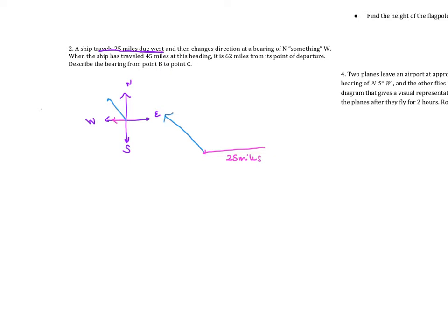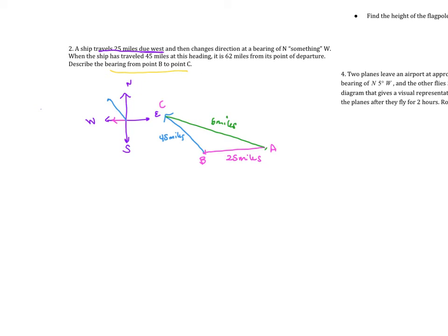And then when the ship has traveled 45 miles at this heading, it is now 62 miles from its point of departure. So 62 miles is here. Now our goal is we want to find the bearing from point B to C. So let's label what we know. Here is A, B, C. We want to find the bearing of B to C. And again, that's going to be from the north-south line.